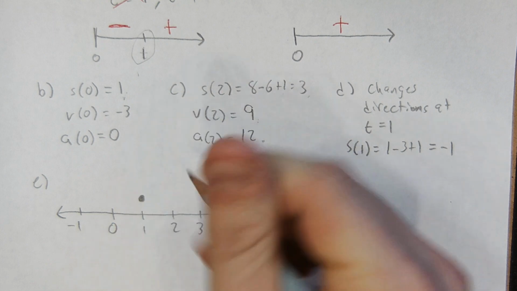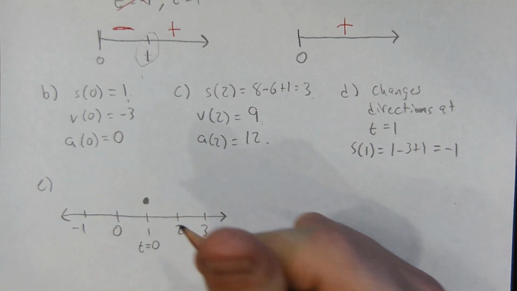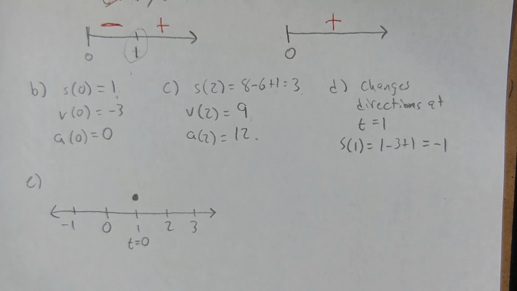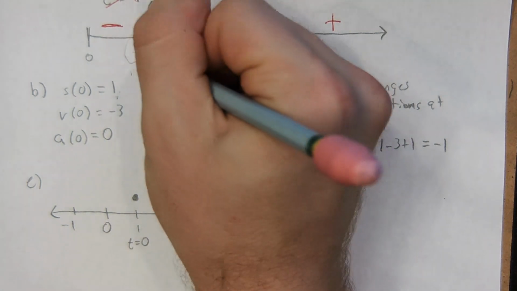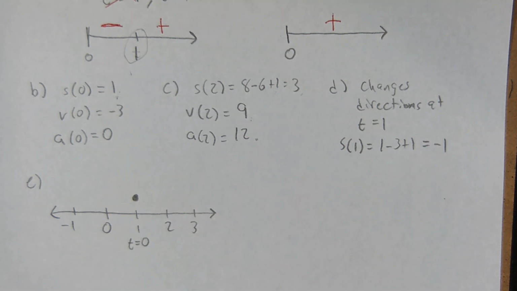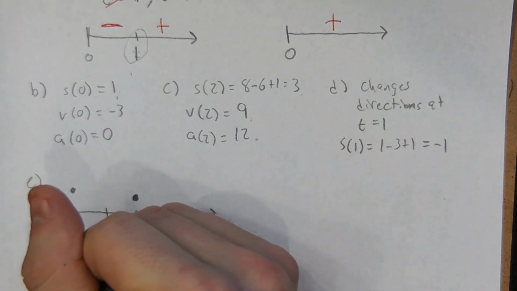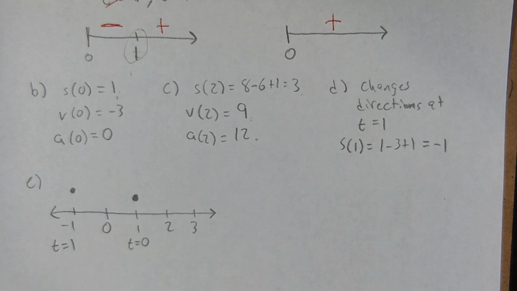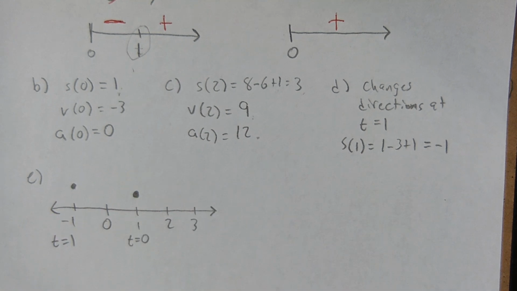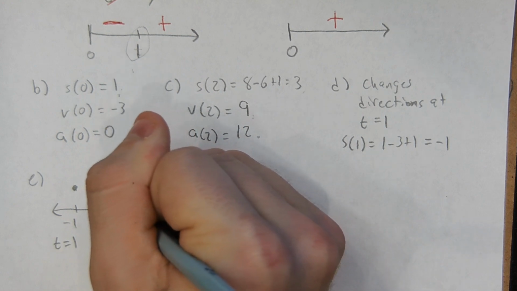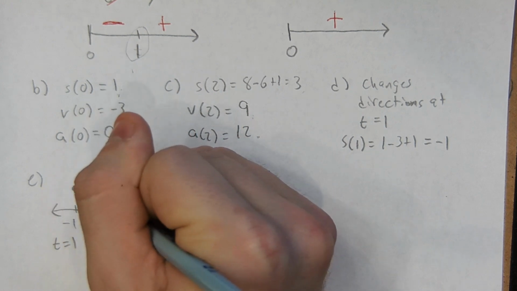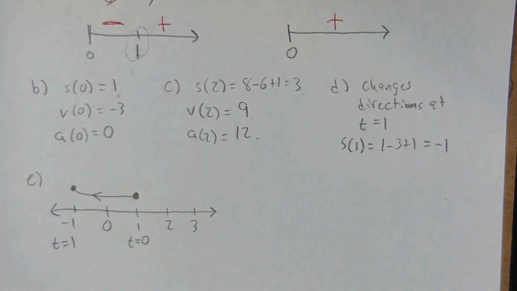We were right here at time equals 0. Nothing special happened between time equals 0 and time equals 1. See, right here at time equals 1 is when we turned around. But our position at time equals 1 was negative 1. That's where I was after 1 second. So I was heading this direction like this for the first 1 second.